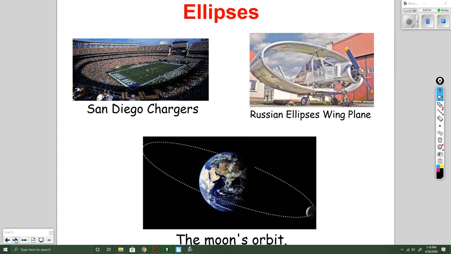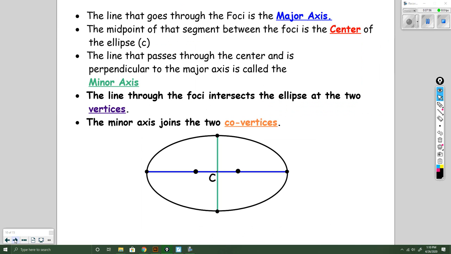And we have many ellipses that we could see from day to day, like orbiting planets, the moon's orbit, stadiums like the San Diego Chargers Stadium, and even some funky airplanes like you see on the top right. All right, so for an ellipse, we've got many different parts, and we're only going to focus on a few of these parts, enough of the parts to be able to graph the actual ellipse.